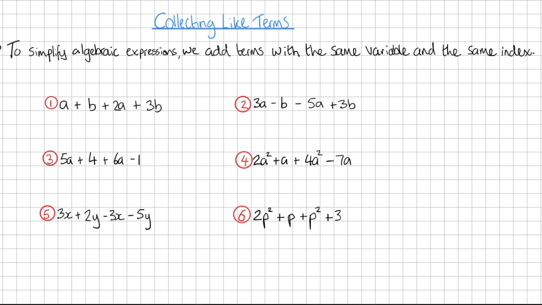So for example, in example number 6, we have p squared and we also have p. They have the same variable, but they don't have the same index. They don't have the same power. One is squared and one is to the power of 1. So they are not like terms, okay? 2p squared and p squared are like terms, but 2p squared and p are not.